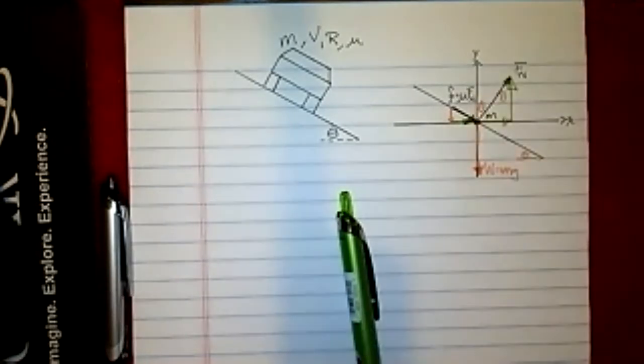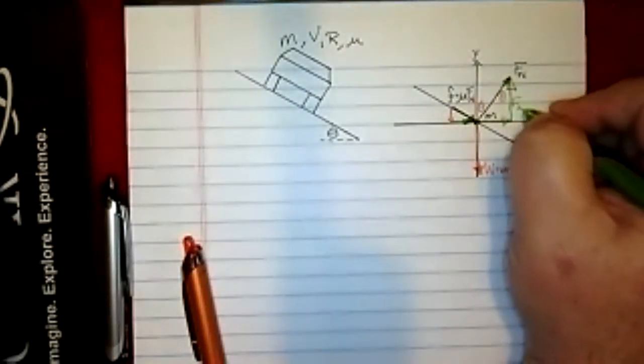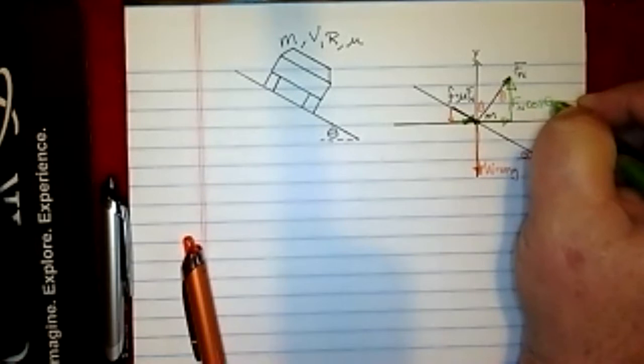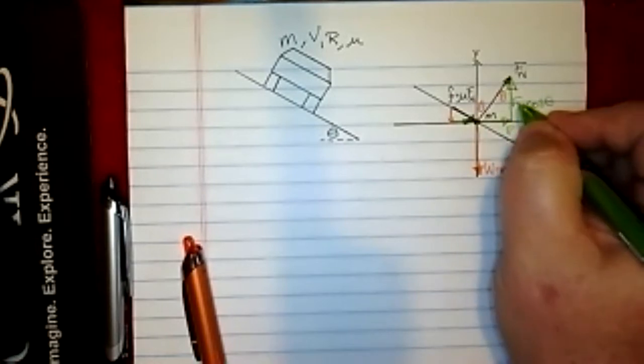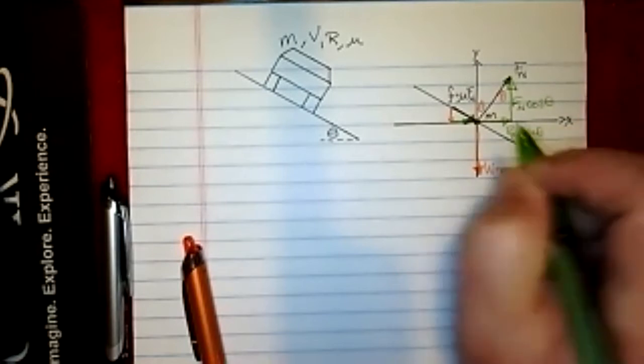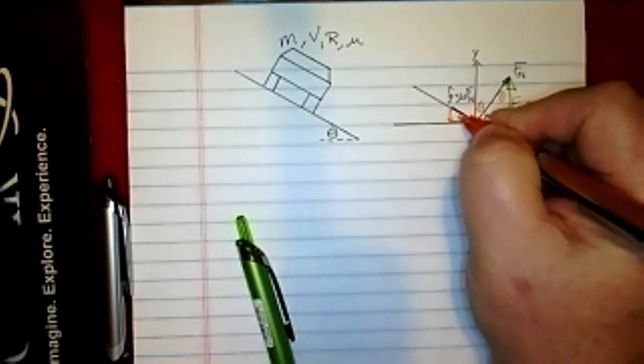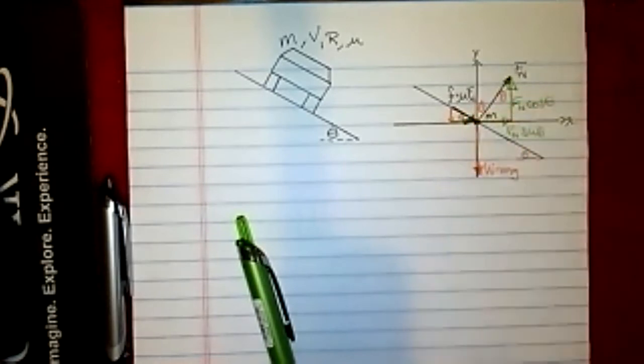Either one's perfectly fine. When we do that, we're going to get Fn cosine theta for this component, Fn sine theta for this component. And over here, we see that this angle right here is in fact theta. That little angle right there is theta.